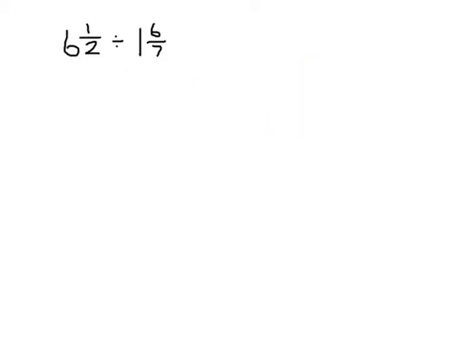Next up is how to divide fractions. It's just a fairly similar process. So again, we need to begin by turning this into an improper fraction. So we've got 6 times 2, which gives us 12, plus this extra 1 here, we've got 13. So we've got 13 halves over here, and we'll do the same on the other side. 1 lot of 7 gives us 7, plus the 6, we've got 13 sevenths over here. And we're going to divide those two fractions.